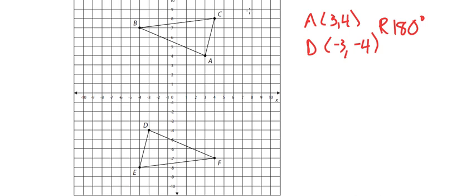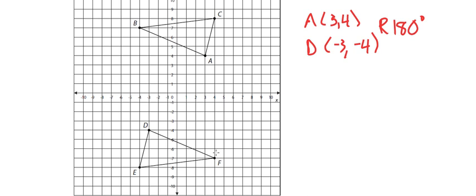Let's see. C is at 4, 8. That would make it at -4, -8. There it is. B is at -4, 7. That would be +4, -7. Absolutely. So what we have right there is just a rotation with a scale factor of 1. The rotation is 180 degrees.